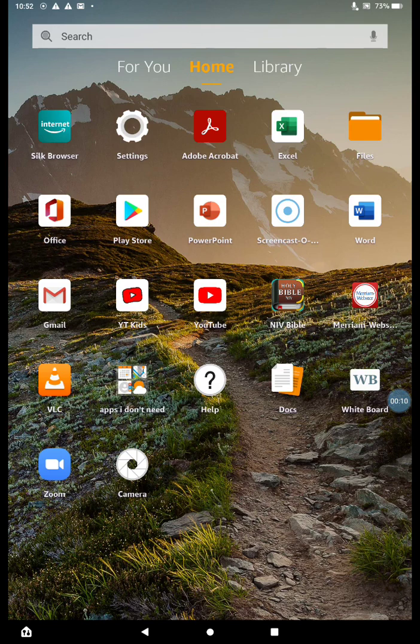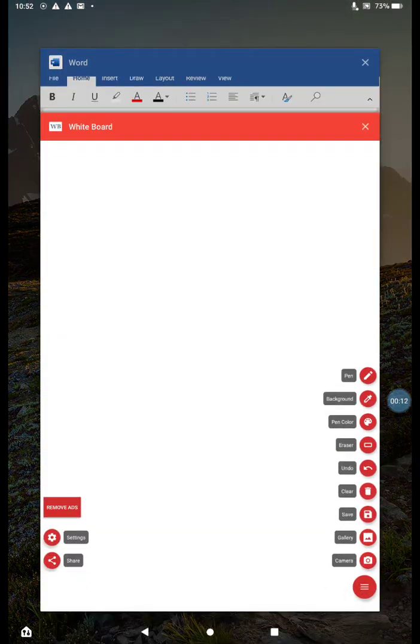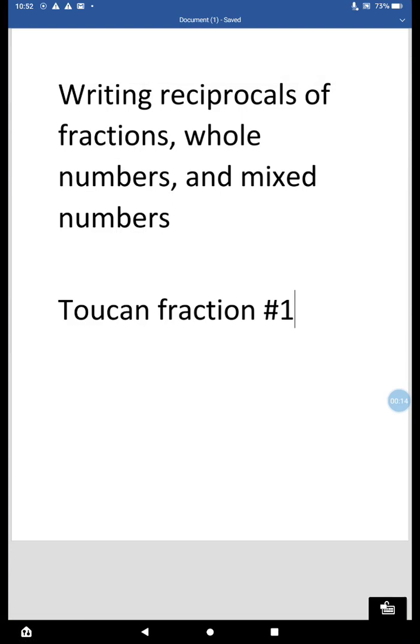We have wrapped up our lesson in our unit on decimal division, and we're going back to fractions. So find your math packet. It has a picture of a toucan scratching his little chin at the top. Today we're going to be looking at toucan fraction number 1. The objective today is writing reciprocals of fractions, whole numbers, and mixed numbers.